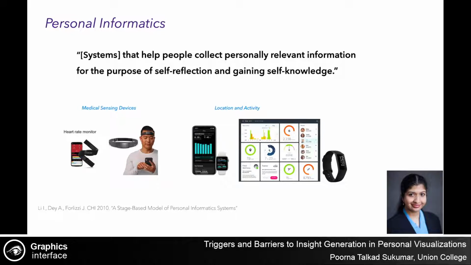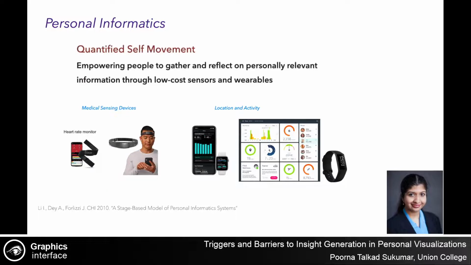So what is personal informatics? Lee et al. defined personal informatics systems as those that help people collect personally relevant information for the purpose of self-reflection and gaining self-knowledge. Personal informatics research has especially been inspired by the quantified self movement, whose goal is to empower people to gather and reflect on personally relevant information through low-cost sensors and wearables.